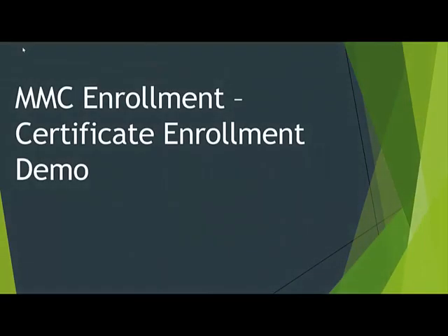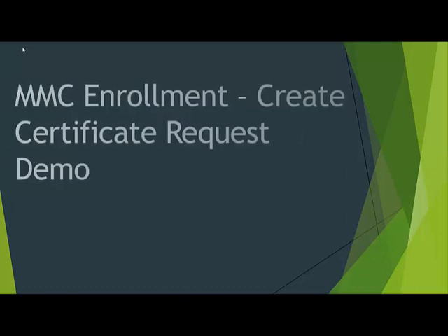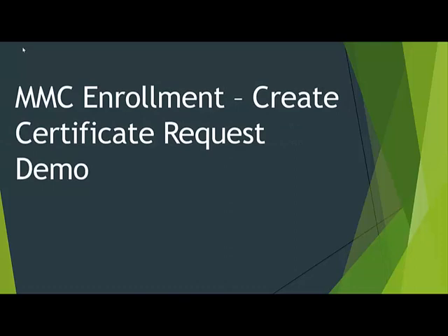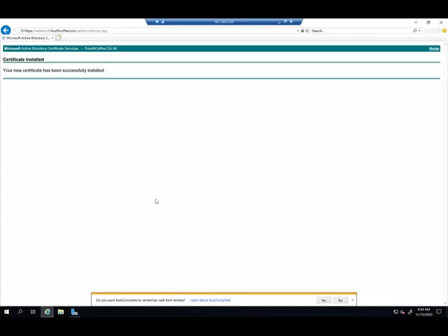So there's really two demos I'm going to do here. One is going to be certificate enrollment, and the other demo is going to be generating a certificate request. So I'm going to go back to this machine here, and open up, let's see, which machine am I on here? I am on the 2016 machine. Let me actually go to the domain controller.